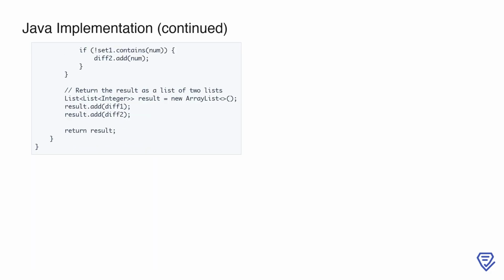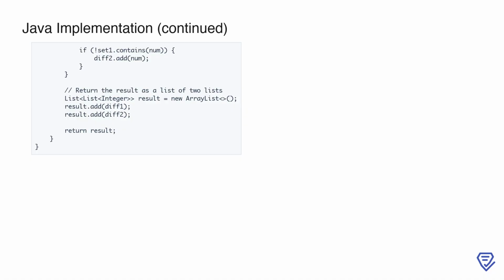Now, to find the elements that are unique to nums2, we initialize another list called diff2. We iterate through each element in set2 and check if it is not present in set1. If the condition is met, we add that element to diff2. This gives us all the elements present in nums2 but not in nums1.